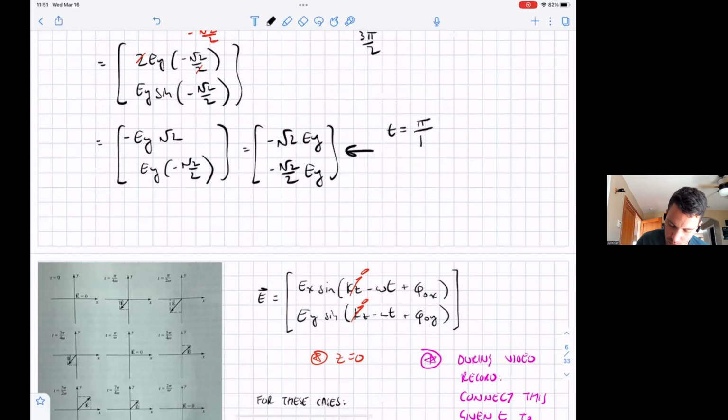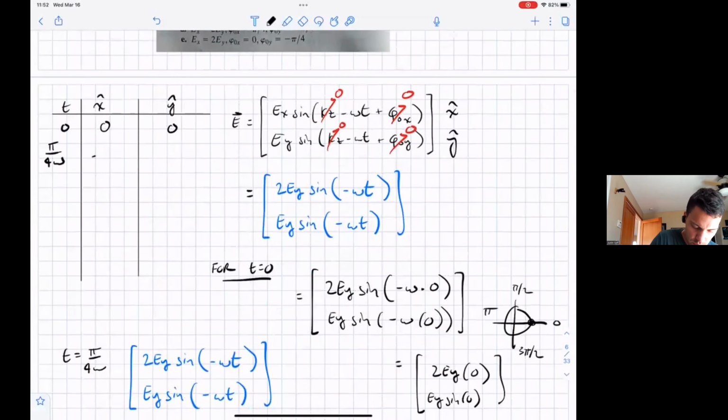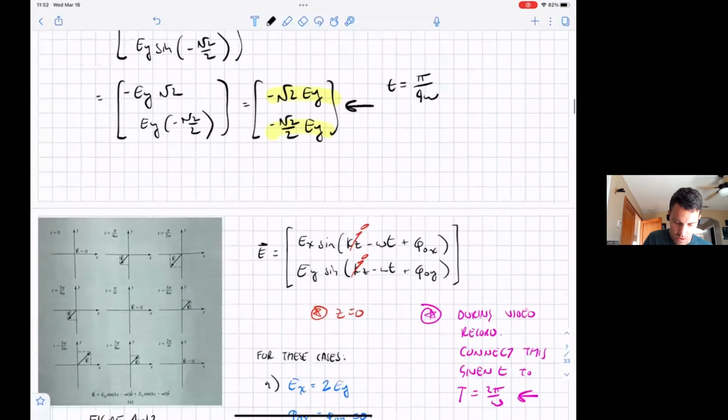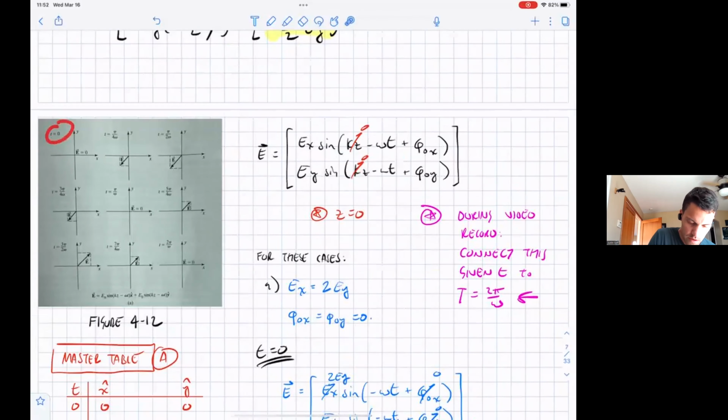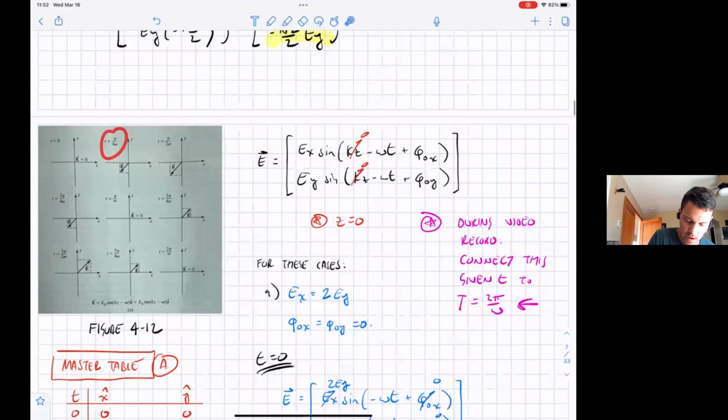So I'm going to go ahead and put those in my table. The x component was negative square root of 2 Ey, and the y component was negative square root of 2 over 2 Ey. Okay, so what you're going to do is follow the same procedure all the way down for all these values, right? t equals 0, t equals pi over 4 omega, t is equal to pi over 2 omega, and so on and so forth.